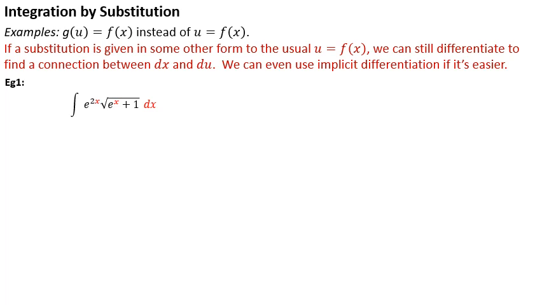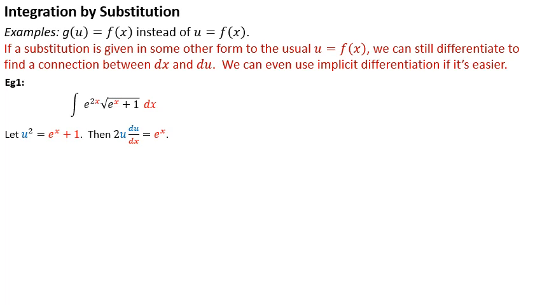e to the 2x times the square root of e to the x plus 1 is one we saw before. Last time we used u equals e to the x plus 1. I want to go through it this time with u squared so you can see the differences. You wouldn't necessarily have a particularly strong preference one way or the other. Sometimes you'll be given the substitution, and if they give you it in this form, it makes sense to keep it in this form and use the one they've given you. That's what they're testing you on after all.